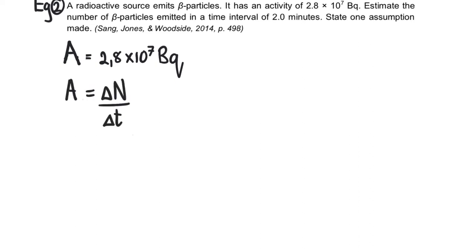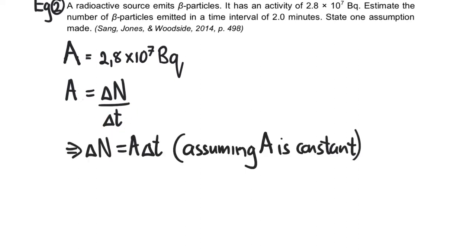Using the fact that the activity is equal to the rate of change of the number of nuclei per unit time, and so N would be the number of undecayed nuclei, but the change in the number of undecayed nuclei would actually be the number of nuclei that have decayed in the time interval delta t. Changing the subject of the formula to delta N by multiplying by delta t on both sides, we get that delta N is equal to the activity multiplied by delta t.